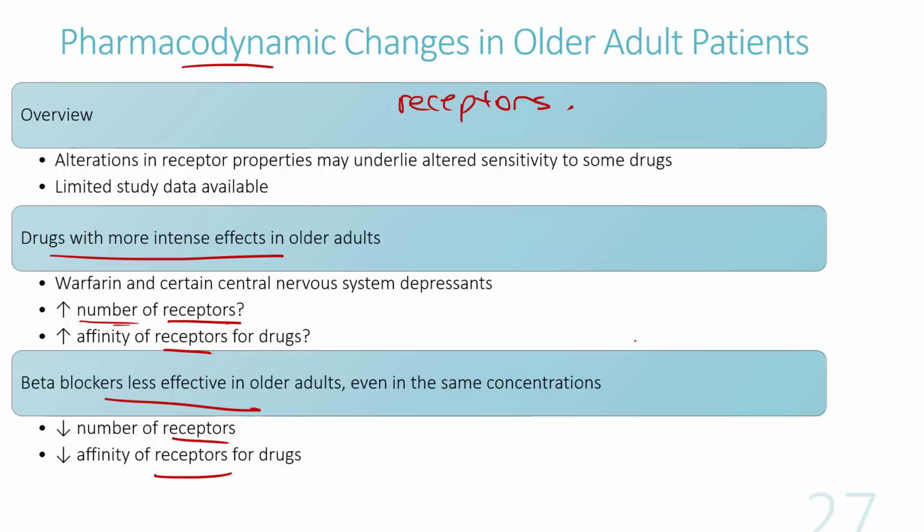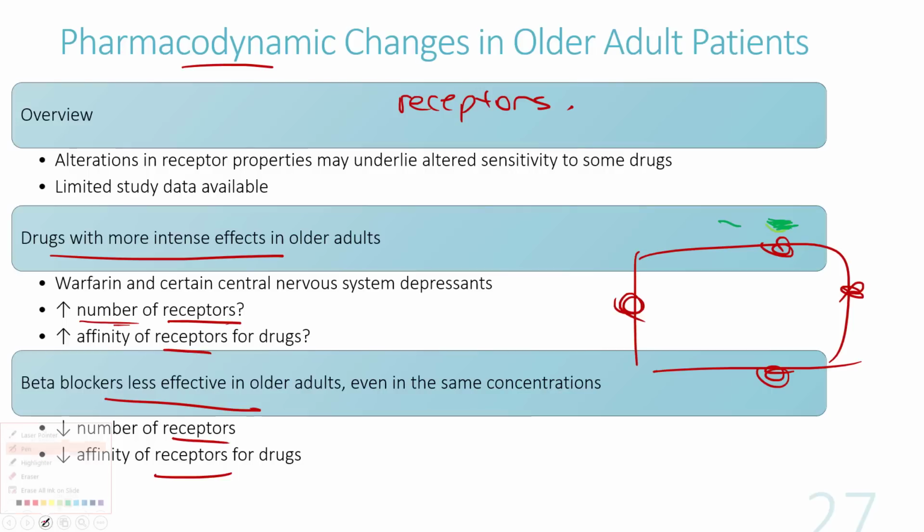Either there are fewer receptors. So you've got receptors over here, that's in a normal person. An older adult might have fewer of these receptors, right? Or the drug that binds to the receptor has less affinity, so it doesn't bind as well to the receptor, right? Or you can have the opposite. If you have fewer receptors, then it's less effective. If you have more receptors and greater affinity, then it's more effective.